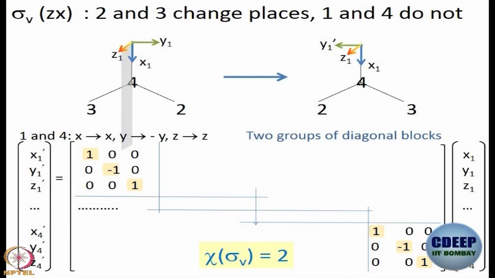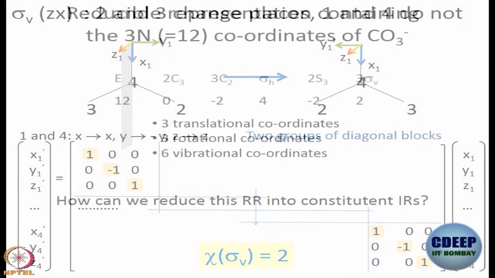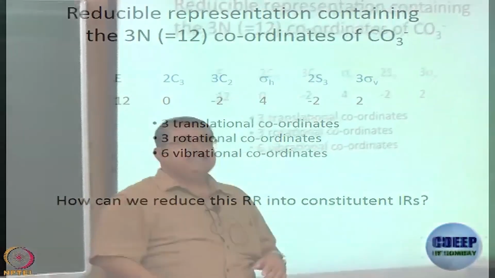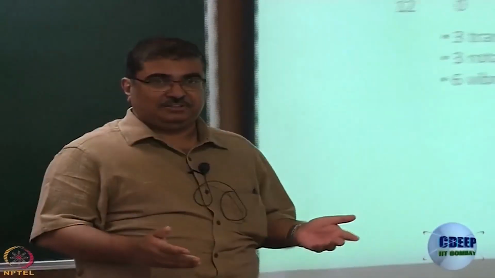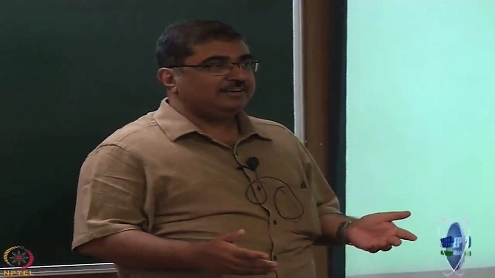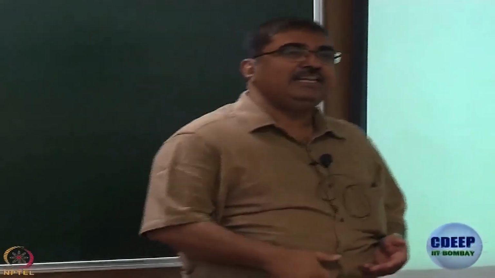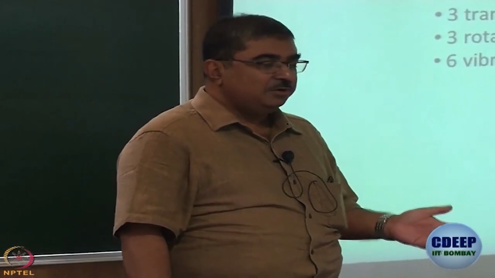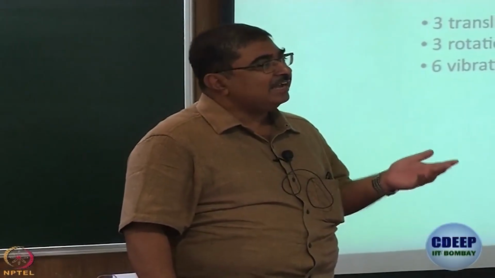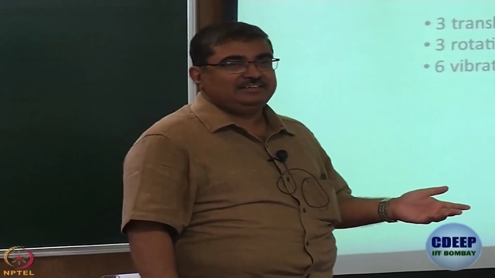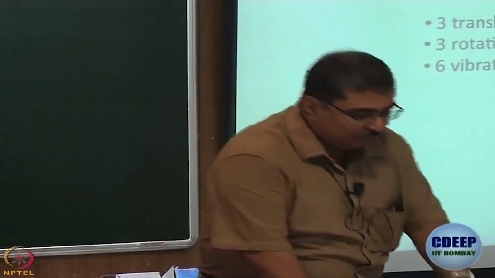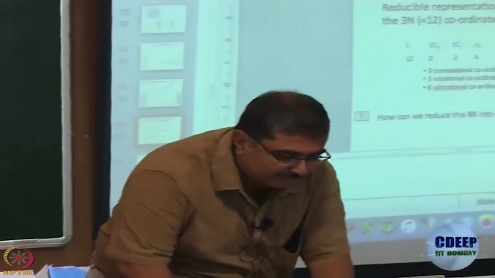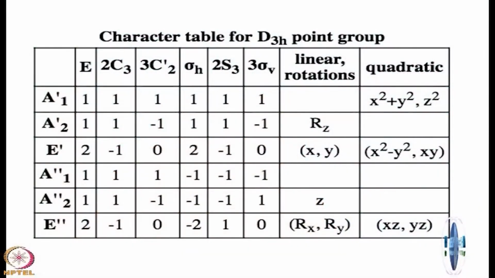So, finally, after doing all this, this is where we are. This is the representation we have got, right, using the 3n Cartesian coordinates. Do you think this is an irreducible representation? Of course, how do you know? Unless I show you the character table. This is the character table of D3H.